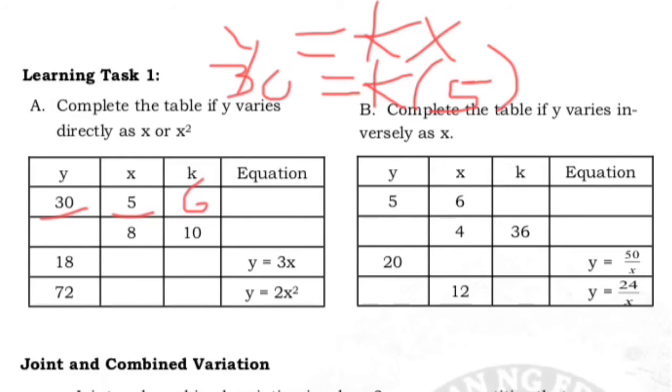And if we're going to have the equation, that will be y equals 6x. Okay? That is for letter A. So just complete the table. So just do the next 3 columns.